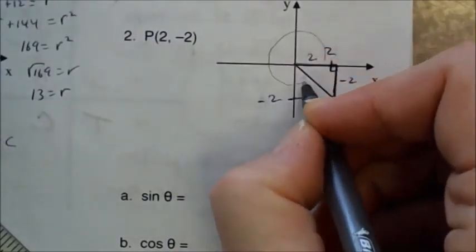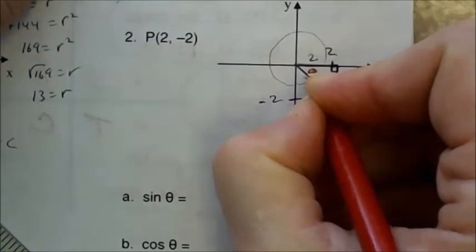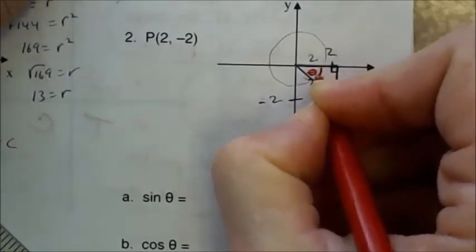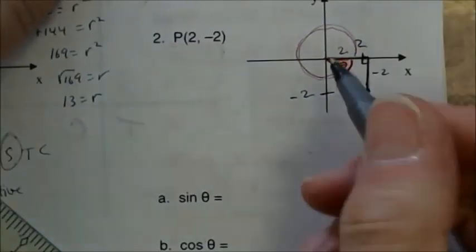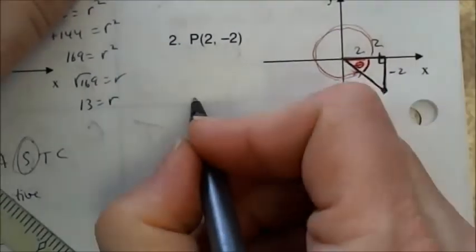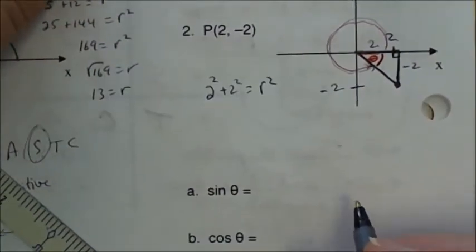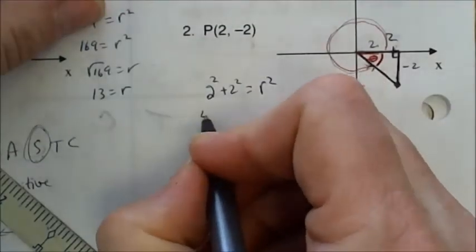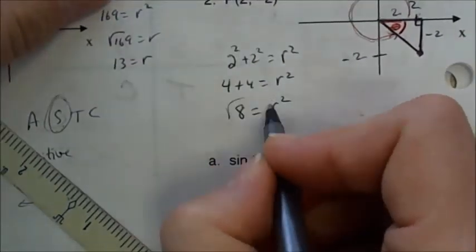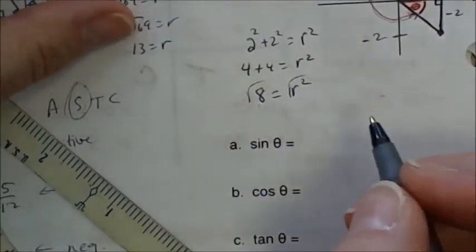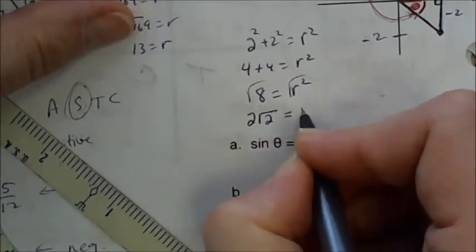The angle theta is this big angle, but associated with that big angle is this little angle right here inside the right triangle. So let's call this little angle theta, because it has a relationship to this big angle. And how do you get the r value here? Well, we've got to use the Pythagorean theorem, which says 2 squared plus 2 squared equals r squared. The length is 2, the length is 2. So 4 plus 4 is r squared, which means 8 is r squared, and you have to take the square root of both sides. So the square root of 8 is r, but then the square root of 8 is really 2 square root of 2 when you simplify that radical down.